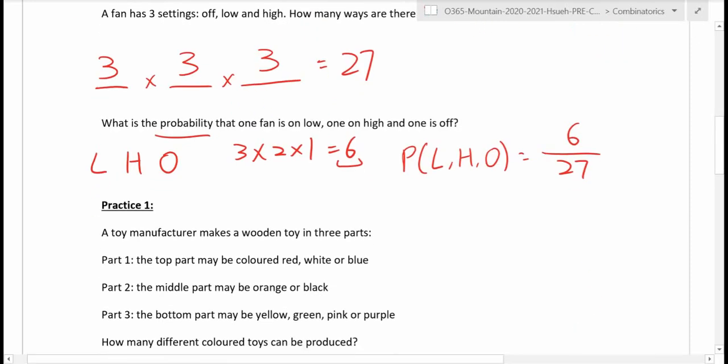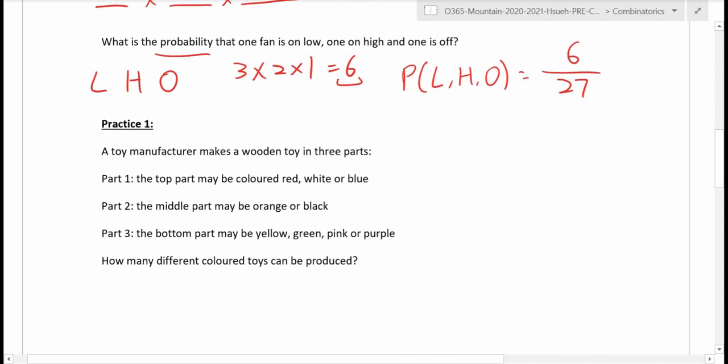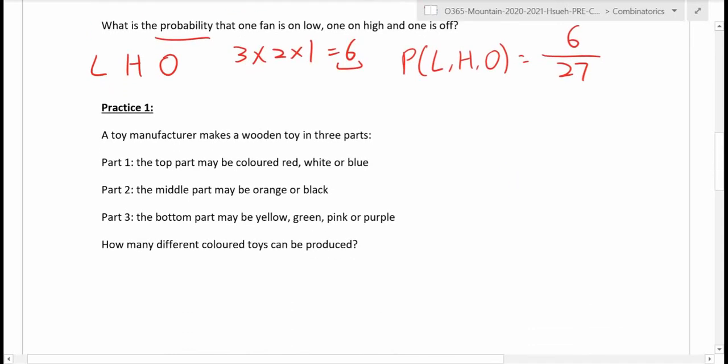Okay, so here's the practice question. Give it a try and see what you can come up with. Okay, so it says a toy manufacturer makes a wooden toy in 3 parts. Part 1, there are 3 different colors. Part 2, there are 2 possible colors. And part 3, there are 4 different possible colors. How many different colored toys can be produced?